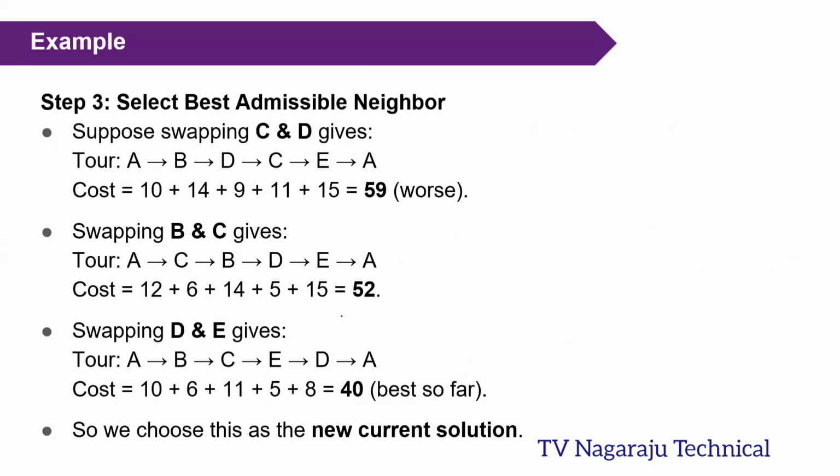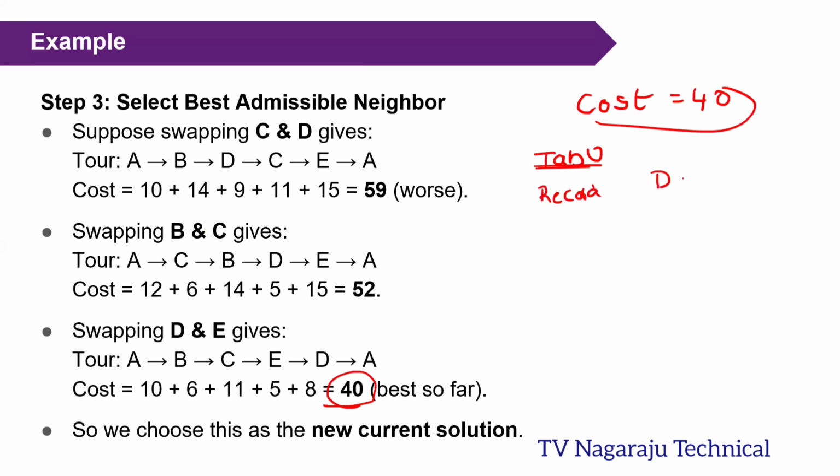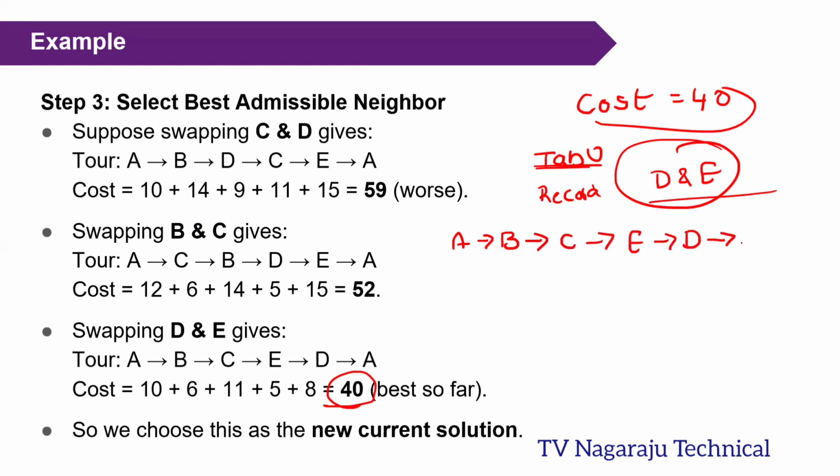Anyway, costs are there. So 40. This is my current solution. Now, what is the best one? Right now, the best cost is 40, and we are updating the taboo list. What do you mean by update? In this, we are recording the swapping of D and E, so we do not do it again. From now onwards, you are considering the list A, B, C, E, D, and A.